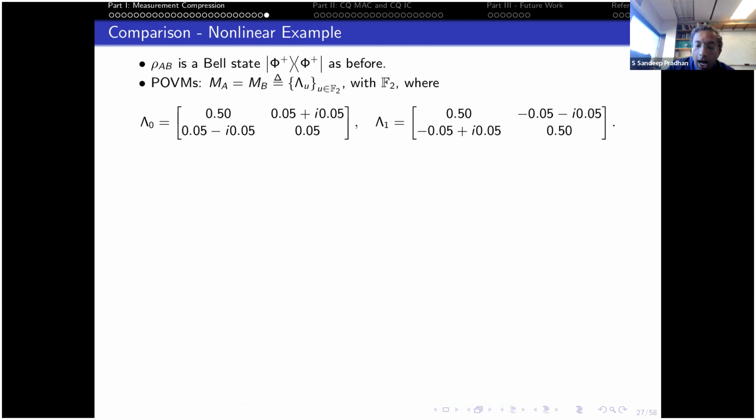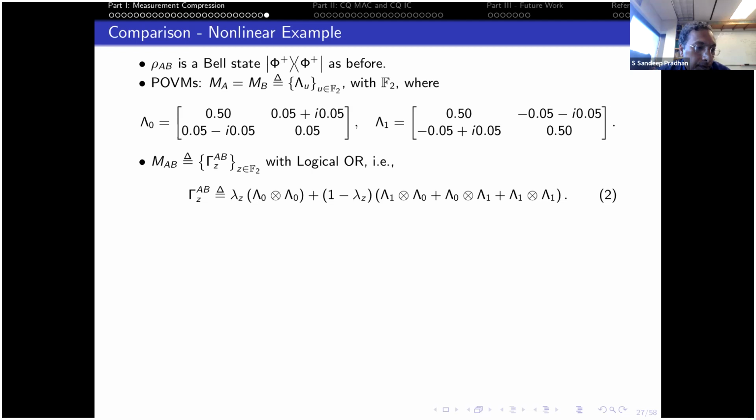Now, Bob wants to compute the logical OR function. Not the addition, the logical OR. And logical OR is a function which appears nonlinear in the finite field of size 2. Right? Because both parties produce only a measurement with only two outcomes, 0 or 1. But Bob wants something nonlinear, which is the OR function, logical OR function. And what do we do? So that is equation 2 here, which is the logical OR function.